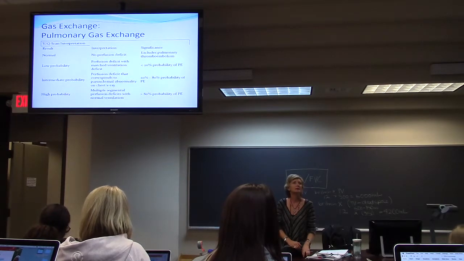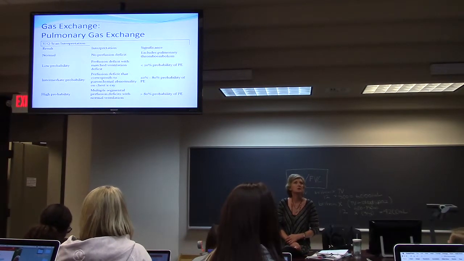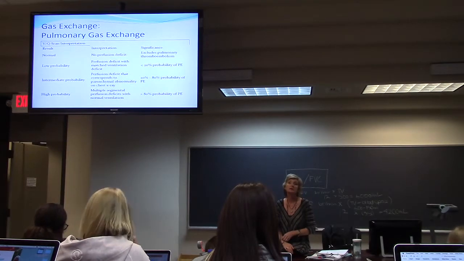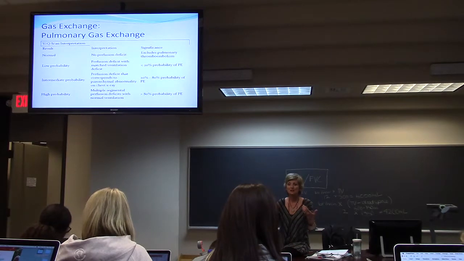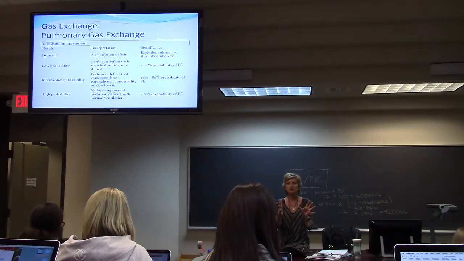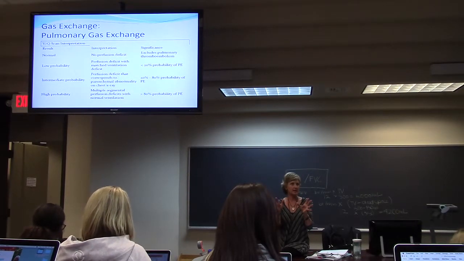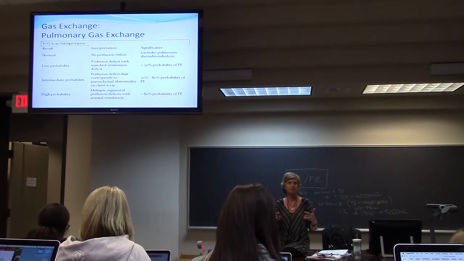Okay, look at this, and don't look at it very much because these are freaky to me. You will see more of this, but a VQ scan interpretation: look, result, interpretation, significance. First, normal, no perfusion deficit, so that means V is matching Q. This person has healthy lung ventilation and the blood is reaching that space. So things are matched well. There's some areas that are harder to read. But a high probability, look at that one, multiple segmental perfusion deficits with normal ventilation. You have an 80% probability of PE.